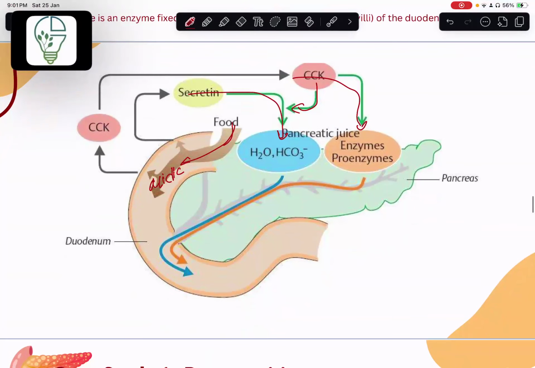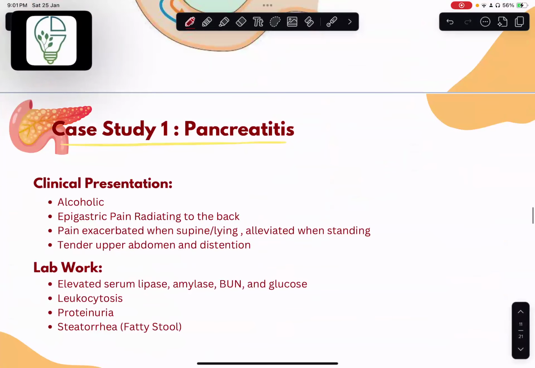We are done with this. Now let's talk about the cases. Case study number 1, pancreatitis.